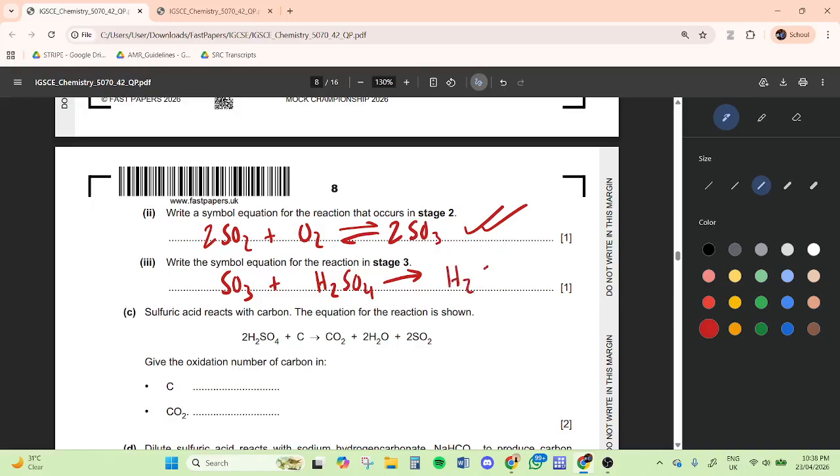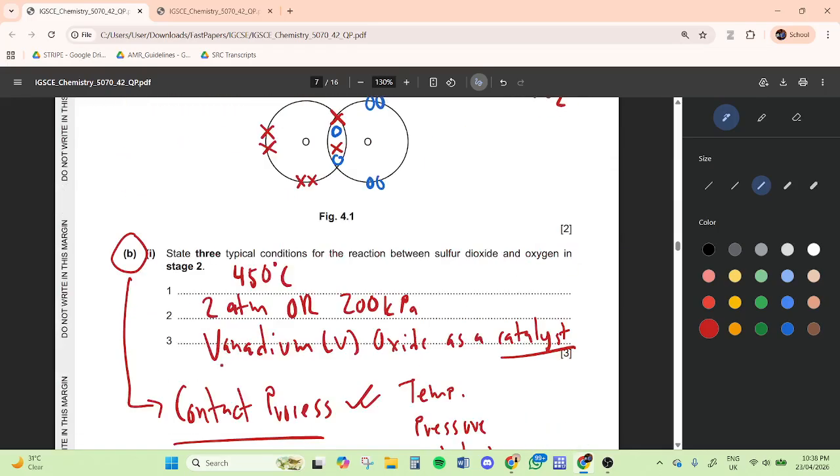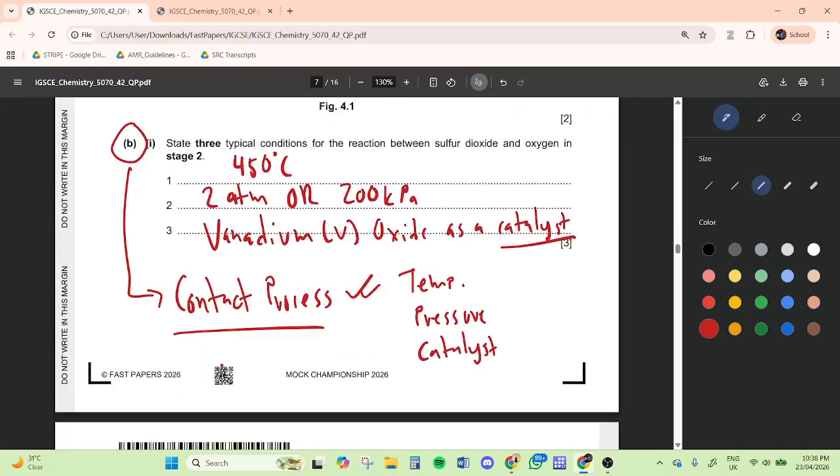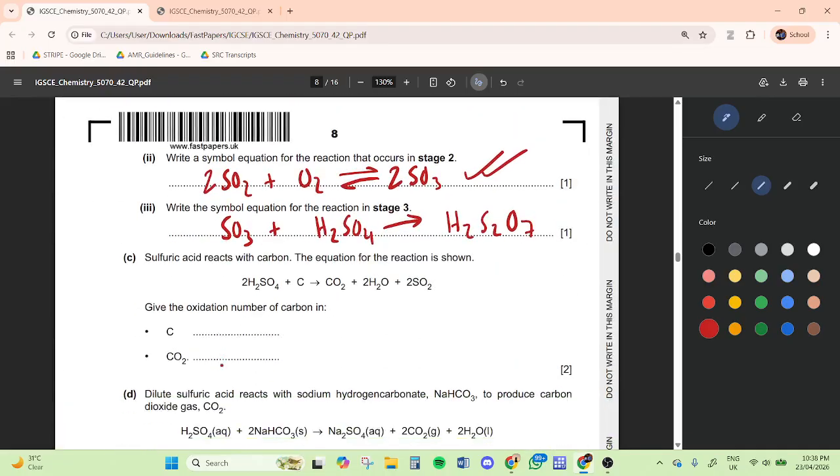So it's H2S2O7. Just going to double check because none of us are perfect. Yeah, H2S2O7. So let's compare. We've got 2 sulfur here, 2 sulfur here, 2 hydrogen here, 2 hydrogen here. Oxygen, 4, 3, 7, 7 over here. No need to balance. This is final.